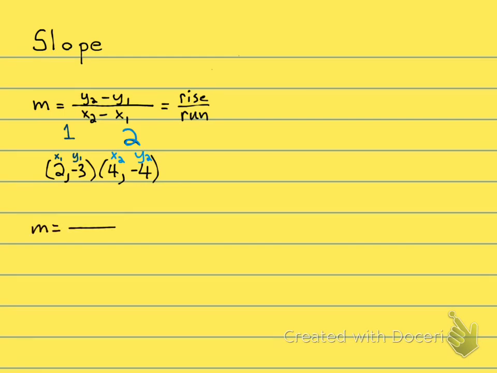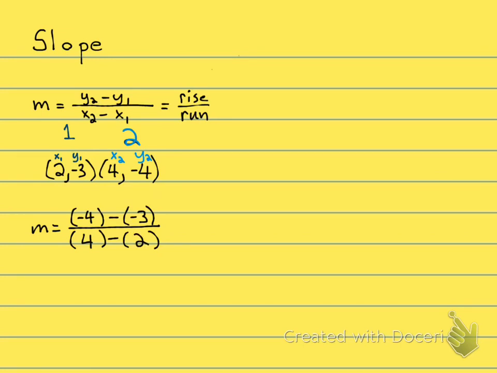M equals, now I always use blank parentheses before I plug in. And if you don't, you're very likely to make a mistake when you plug a negative number in here, because this negative is already there. So let's see it. First, I'm going to plug in my y2. What's my y2? Negative 4. Then I'm going to plug in my y1. What's my y1? Negative 3. Then I'm going to plug in my x2, which is 4. Then I'm going to plug in my x1, which is 2.